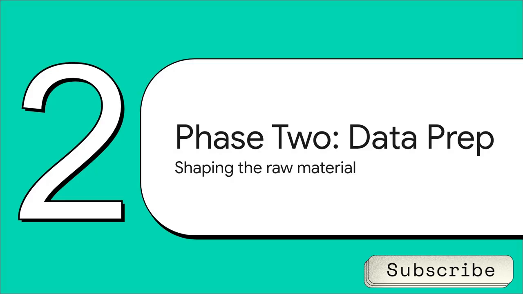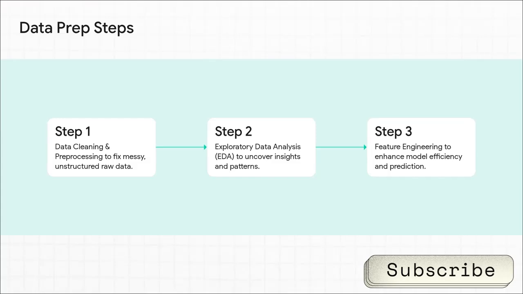So let's move on to phase 2. We've got our raw materials, but just like in any construction project, you can't just use them as is. They need to be shaped, cleaned, and refined before you can even think about building. This is the data preparation phase. This involves 3 key things.